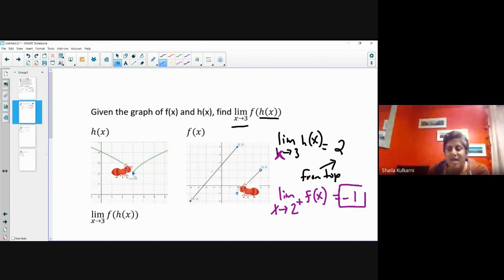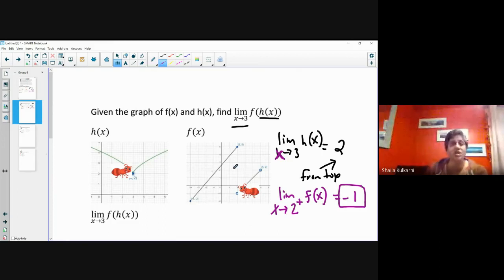So notice again, I had to analyze. This is a composition function. The first thing I had to do was recognize it was a composition function. That's the first half of the battle. Then the second thing was find the limit on the inside. Then the third thing was analyze that answer. Did it come from the top? Did it come from the bottom? Or did it go straight through? And then use that to do the outside function.